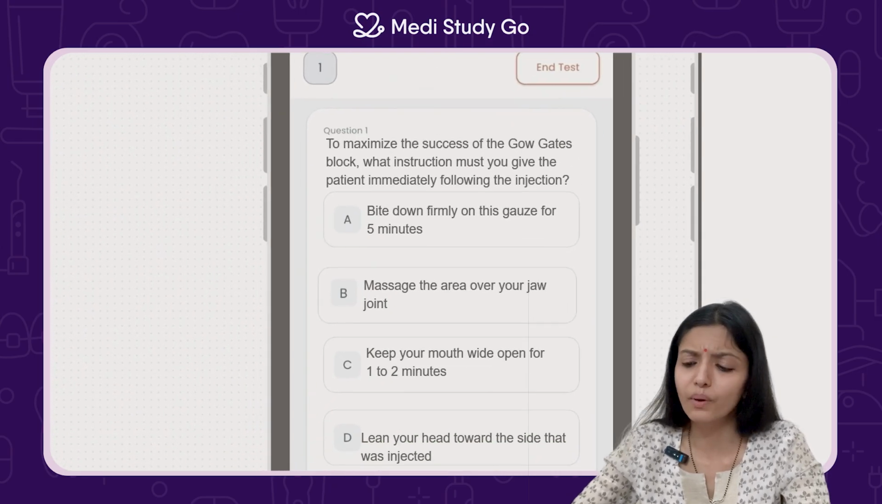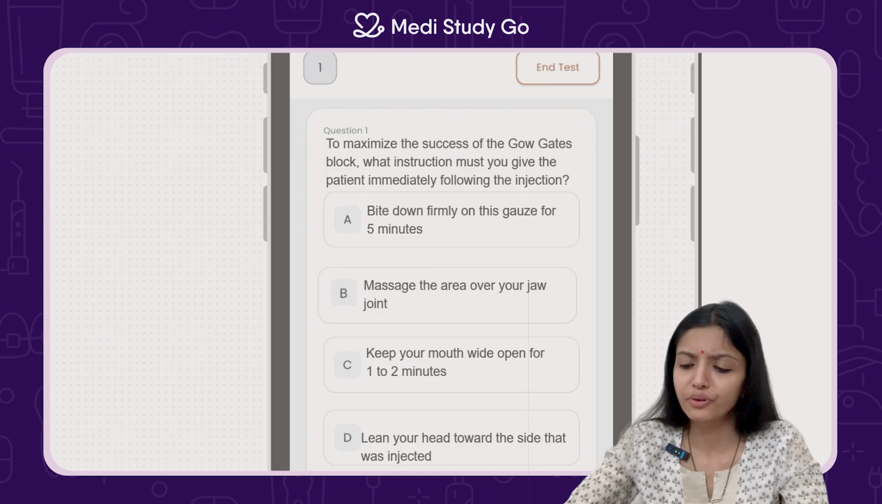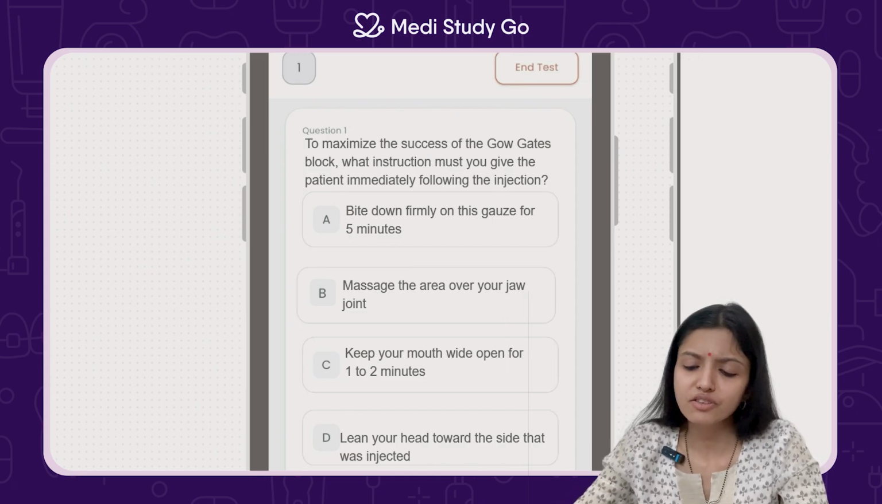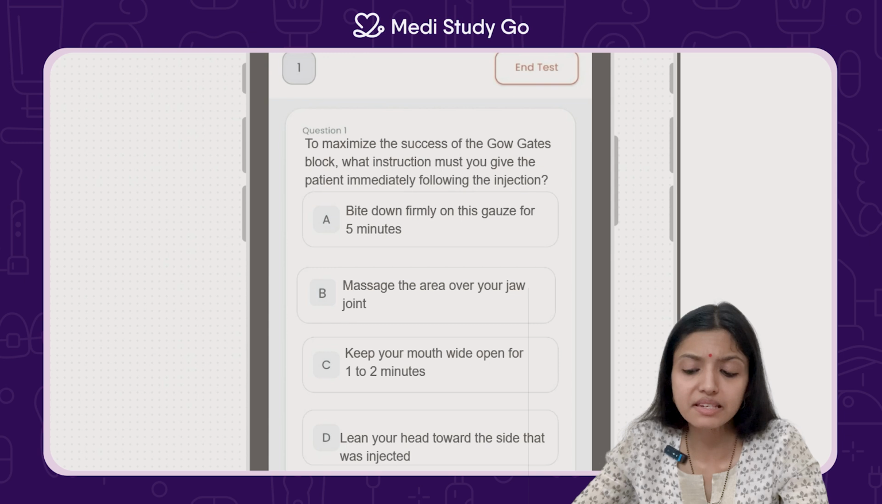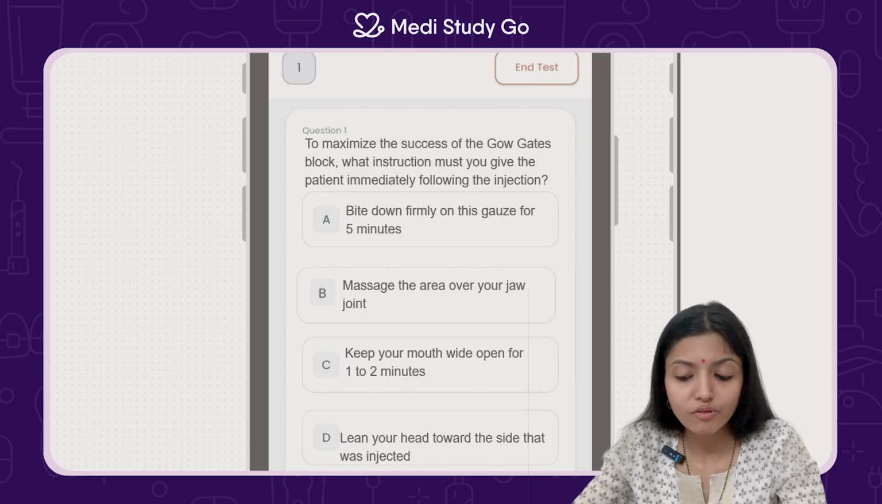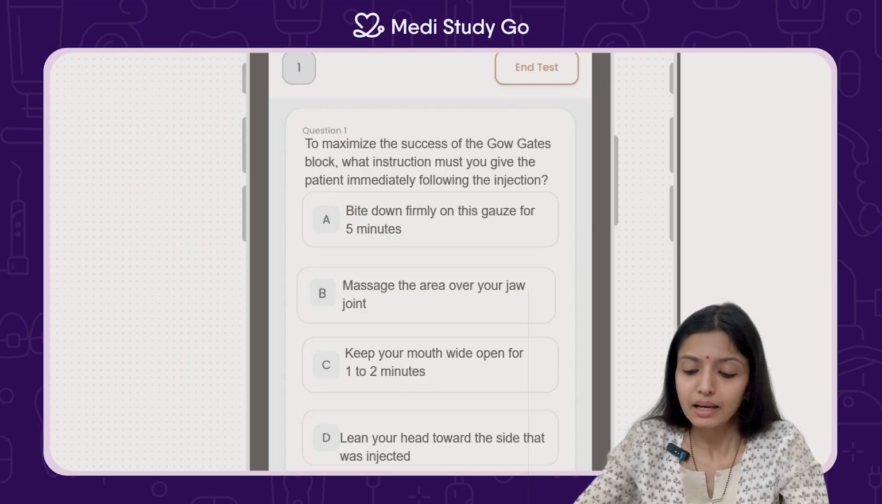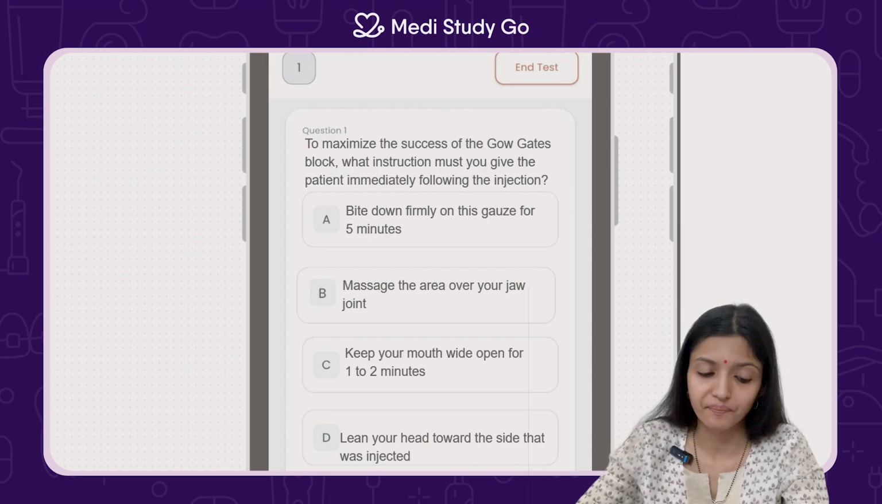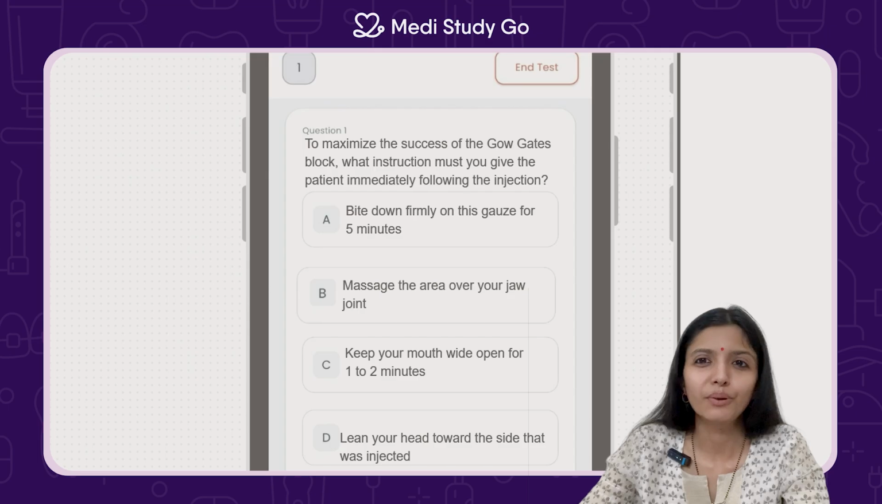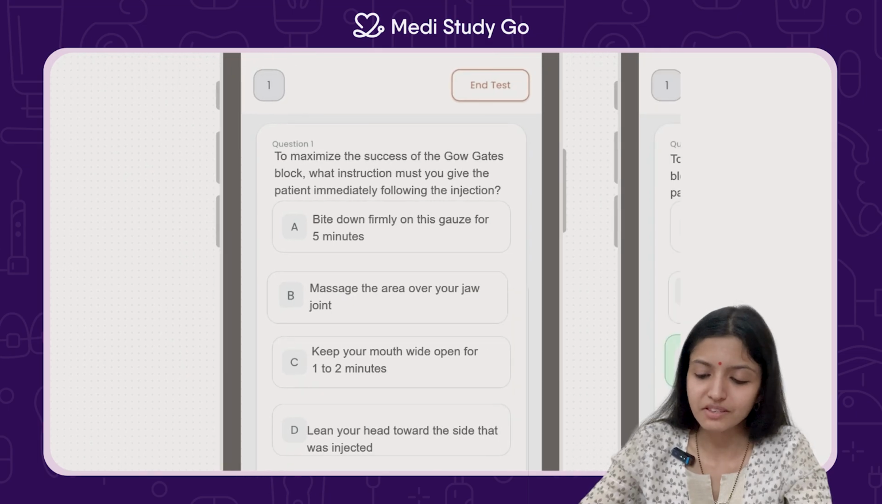Let us try to answer one MCQ which we have brought for you. To maximize the success of the Gow-Gates nerve block, what instruction must you give the patient immediately following the injection technique? Bite down firmly on this gauze for 5 minutes, massage over the area of your jaw joint, or keep your mouth wide open for 1 to 2 minutes. And the last is lean your head forward toward the side that was injected. Just try to tickle your brains and answer this question.